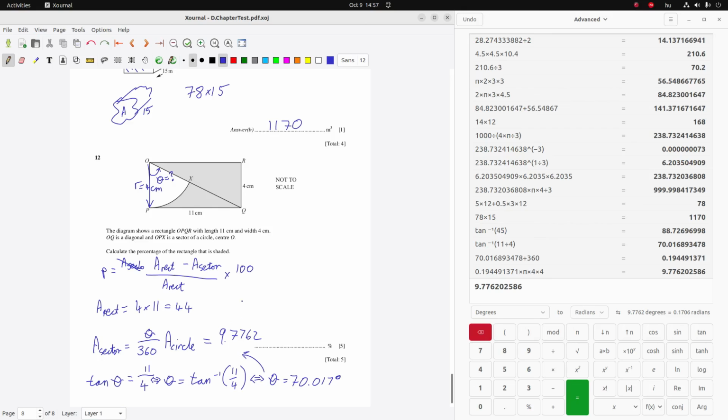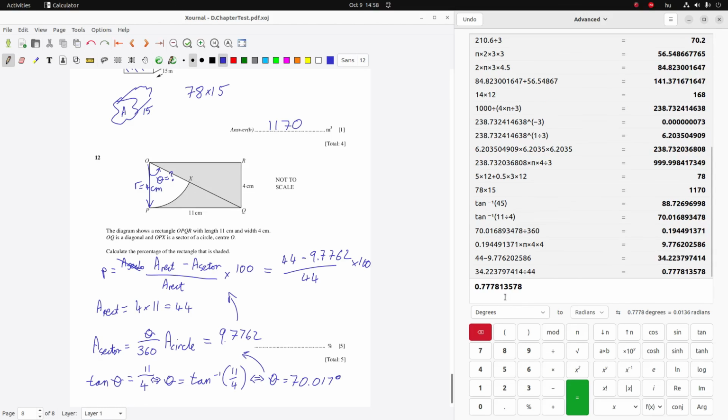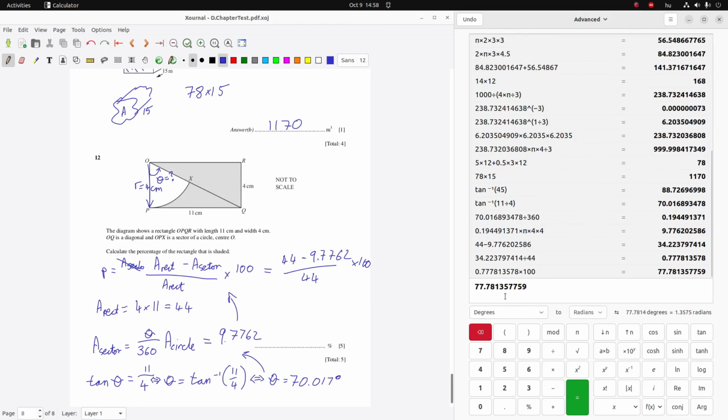Now that we have the area of a sector, let's fill that in over there. We get 4 times 11, 44 minus a sector, 9.7762, divided by the area of the rect, which is 44, multiplied by 100. 44 minus that, divided by 44, multiplied by 100, gives 77.78%.